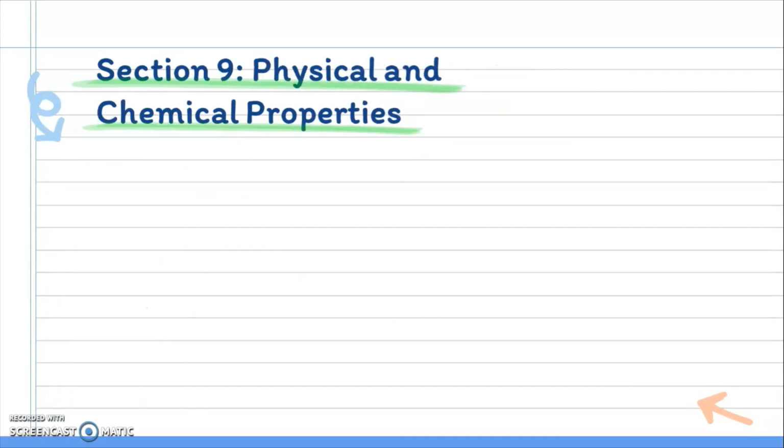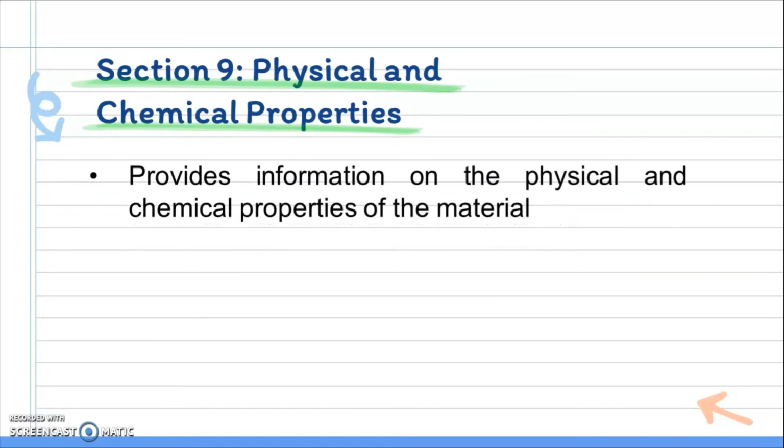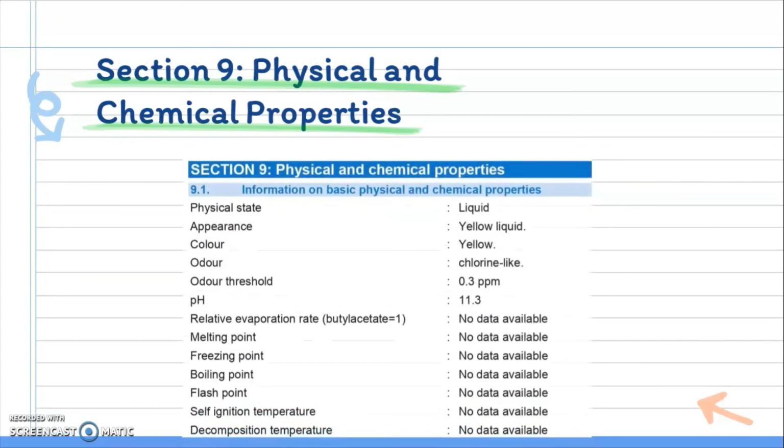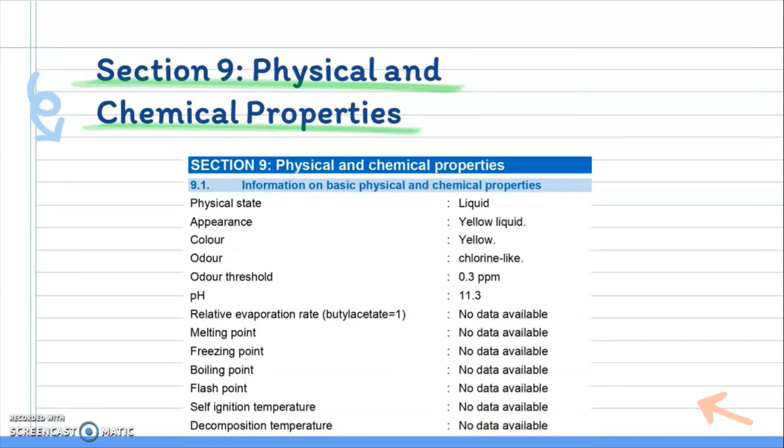Section 9 is Physical and Chemical Properties. It provides information on the physical and chemical properties of the materials. So when we have calculations na kailangan gawin and kailangan natin yung mga physical and chemical properties ni material, dito natin siya sa Section 9 hahanapin. Looking at Section 9 of sodium hypochlorite, makikita natin dito yung information on basic physical and chemical properties. So, andito yung mga properties niyan.